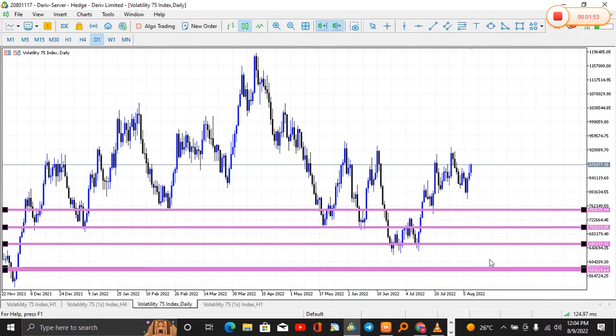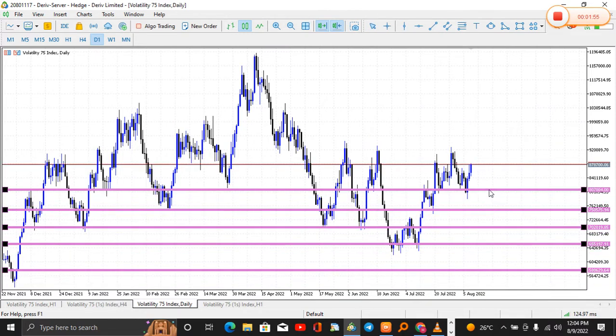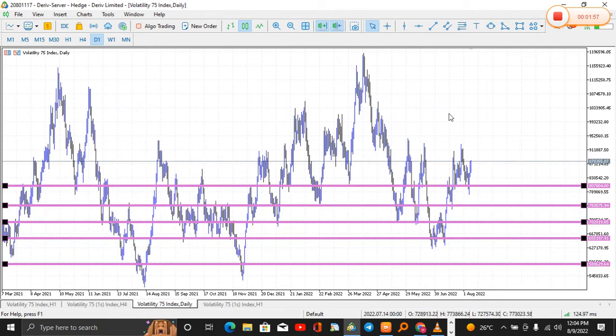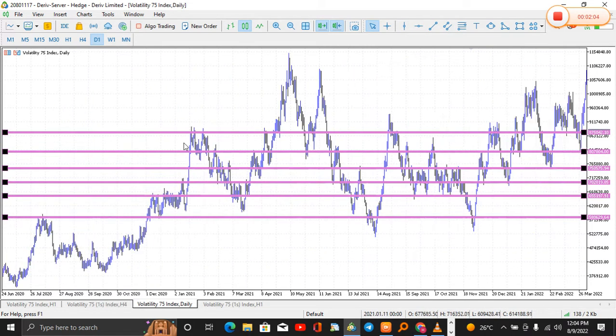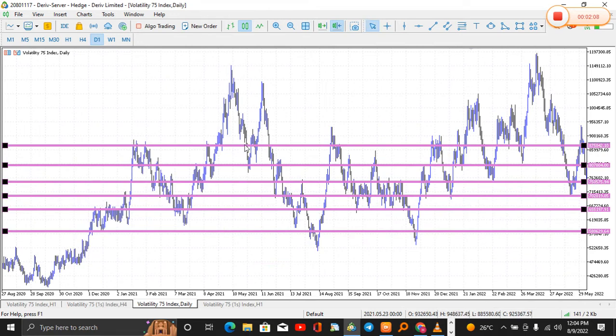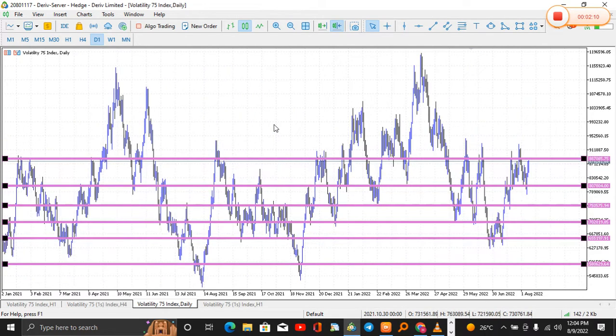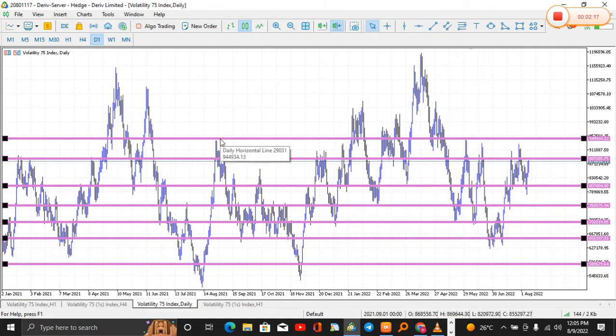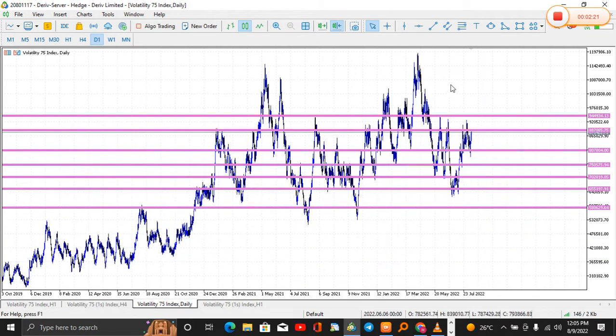So I don't want to make our chart so shabby. We also have that support level, we also have this resistance level, we also have this resistance level, we also have this. So at the moment the market is playing around this area.